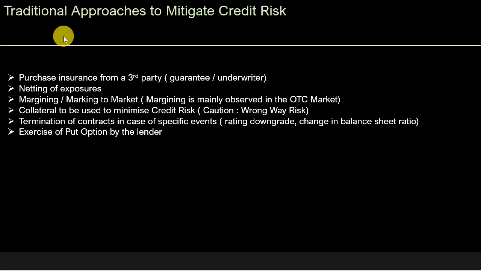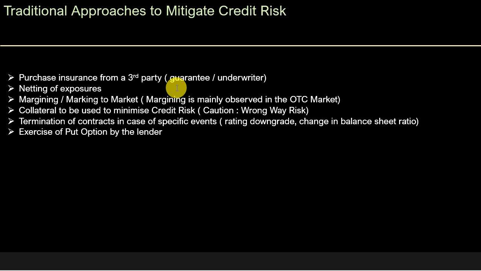Now, traditionally, there have been various approaches to mitigate credit risk. Some of these topics we will touch on at a very high level in this module, because you will look at them in quite some detail in later modules in FRM Part 1. So some of the traditional ways to mitigate credit risk is purchasing insurance from a third party in terms of a guarantee or an underwriter.